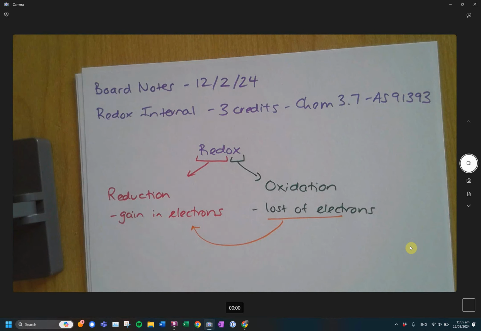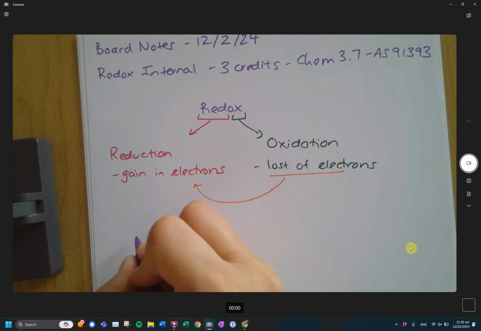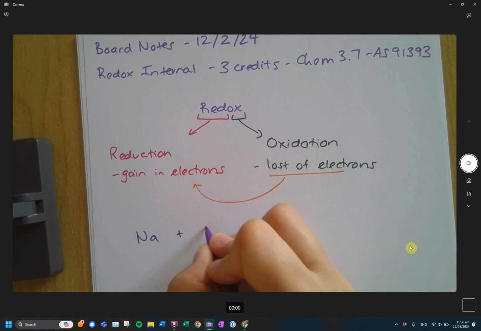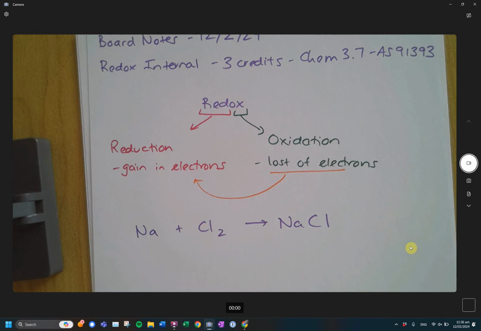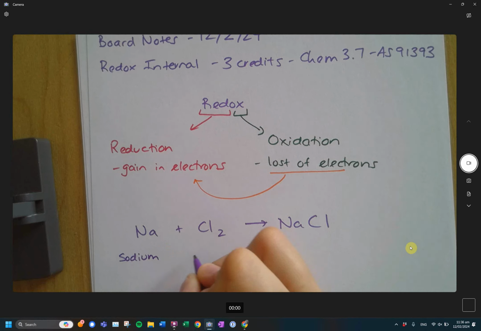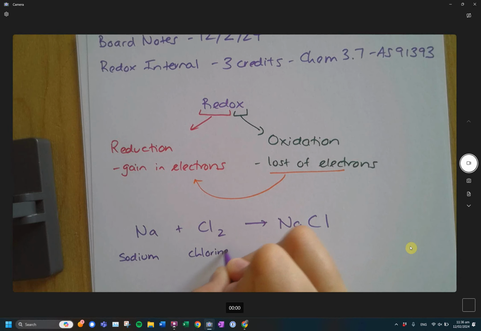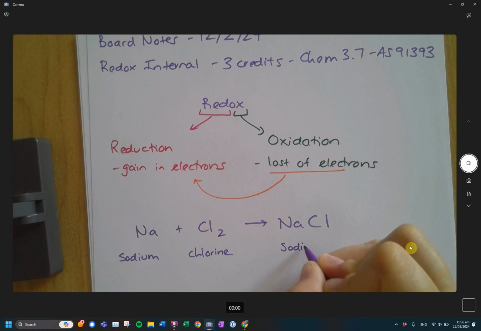All right, so let me show you what I mean. For example, if we are burning sodium, Na, in chlorine gas, you will make sodium chloride, which is our table salt. This is an example of a redox reaction. I'll write the names in case you guys want some refresher. So that one here is sodium. This one's chlorine. And then that's sodium chloride on the other side.